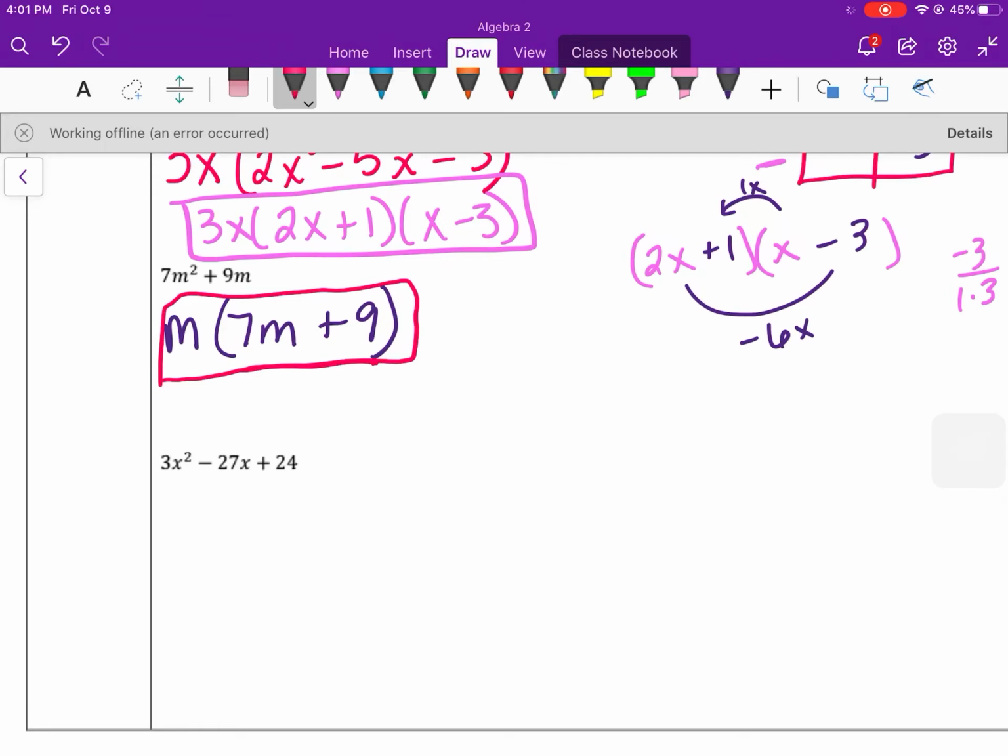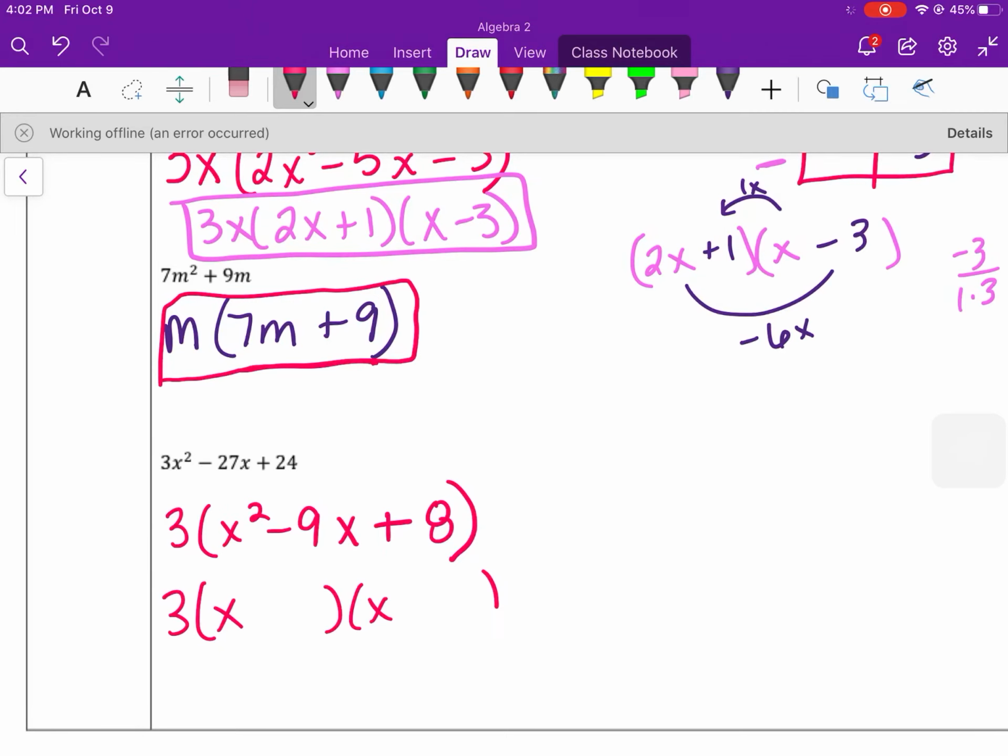And the last one, 3, 27, and 24 are all divisible by 3. So that would leave me with x squared minus 9x plus 8. Since this is an x squared, I know it's going to be x times x. Since it multiplies to positive and adds up to negative in the middle, they're both going to be negative. So what multiplies to 8 but adds up to 9? Well, 1 times 8 is 8, and 1 plus 8 is 9, so it'll be negative 1 and negative 8.